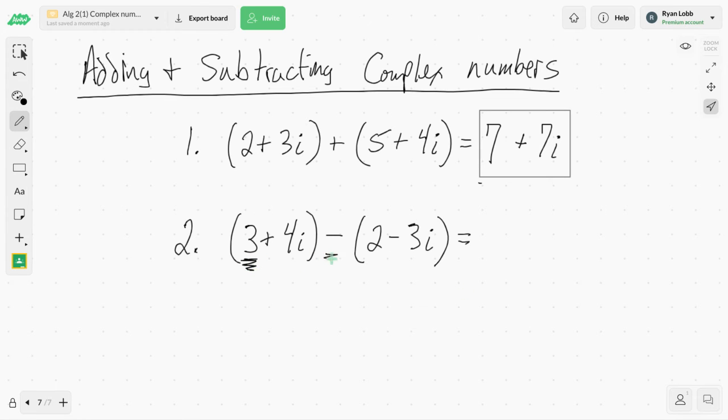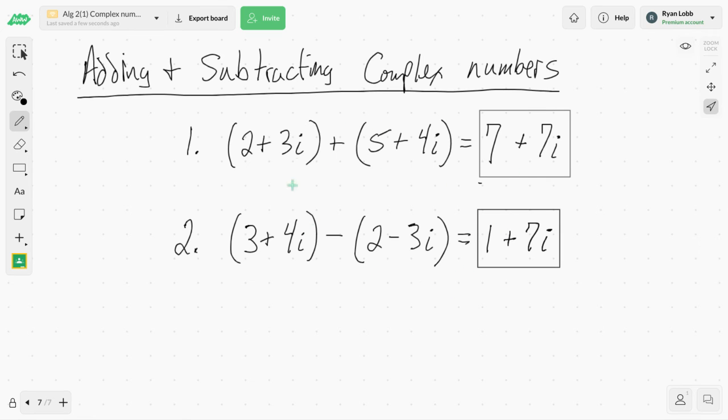3 minus 2. What's 3 minus 2? 1. And now 4i minus negative 3i. Well, minus negative is a plus, so 4 plus 3i is plus 7i. And now we have subtraction. That's all there is to it. So nothing to overcomplicate there. Okay? So we had imaginary number minus imaginary number is imaginary.